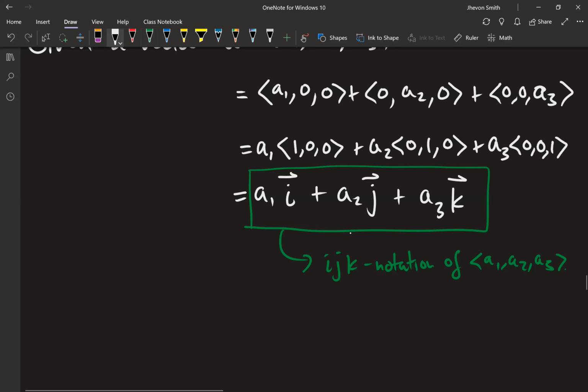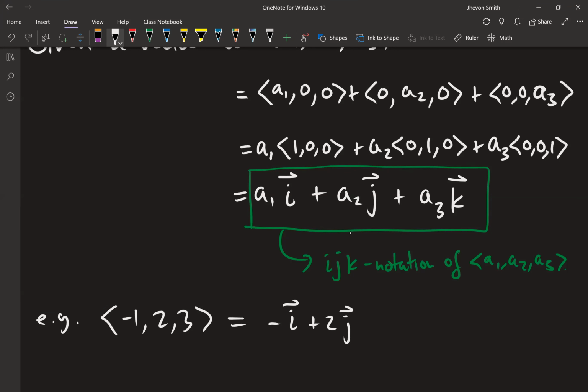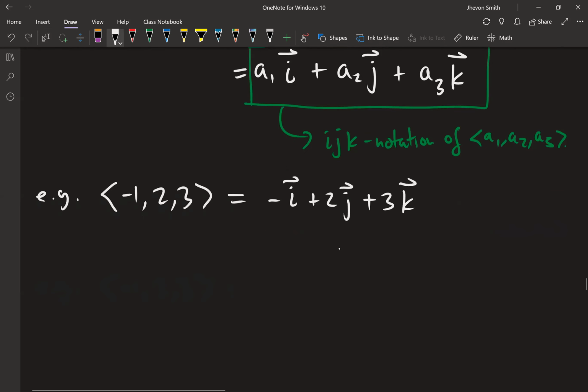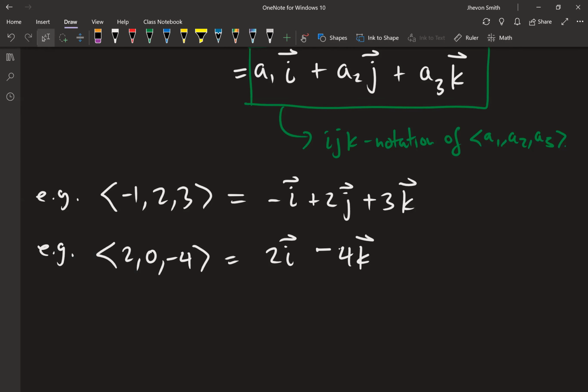So for example, I could say, here's the vector -1, 2, 3. And I can write that as -i plus 2j plus 3k. Or I can talk about the vector 2, 0, -4. And I could write this as 2i minus 4k.